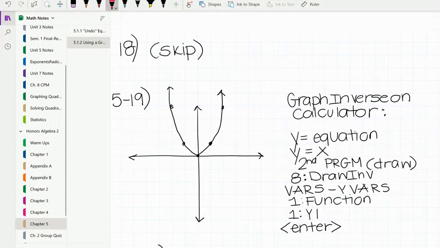From there, you are going to find the button on your calculator that says vars. Vars is next to the clear button, on the left of the clear button. So I'm going to click vars, and then scroll to the right to y vars. From there, you should see that it says function. So I'm going to click enter. From there, it says y1, which we want because that's the function we want to draw the inverse of. And then on your screen, it should say draw inverse y1, and I'm going to say enter.